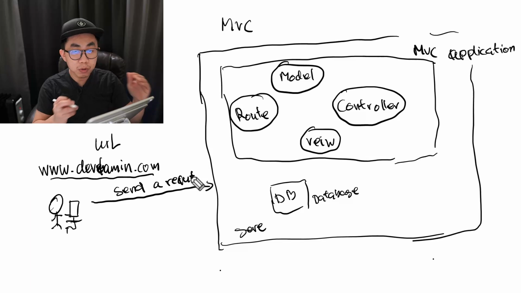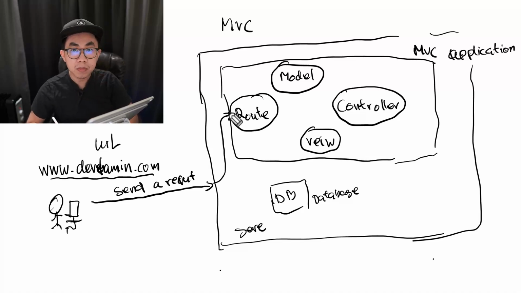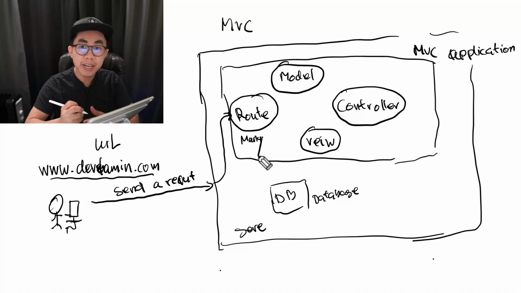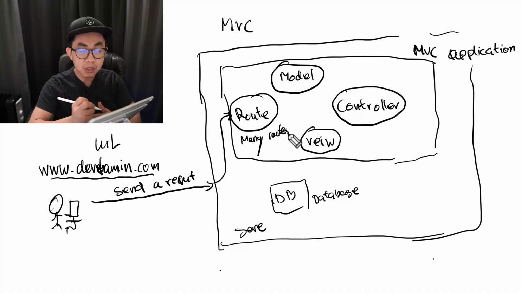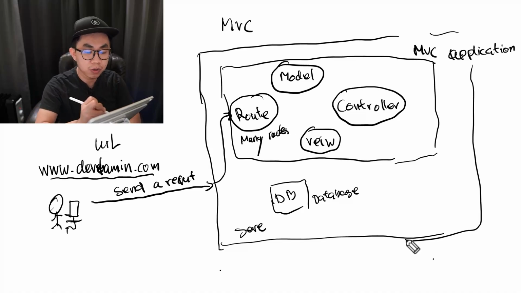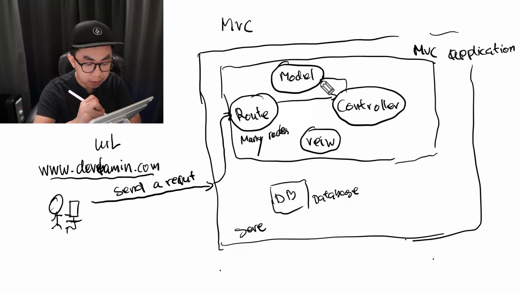So this request will reach our web server and then it will go to route. Route will send this request to a specific controller. You can have many routes in your application. So when a request is sent to route, the request will be forwarded to a specific controller. Okay, a controller will process a request. If a controller needs data from database, it will ask model.